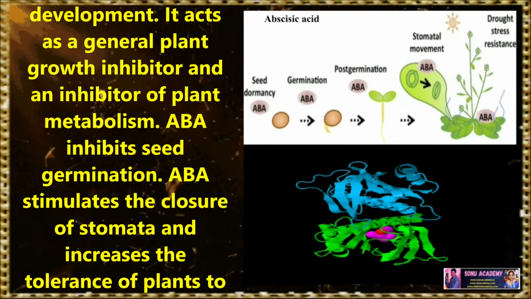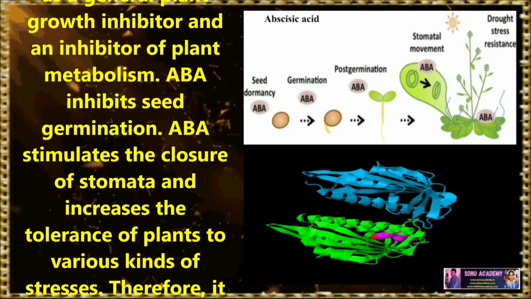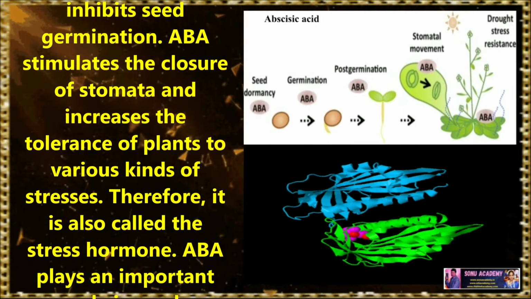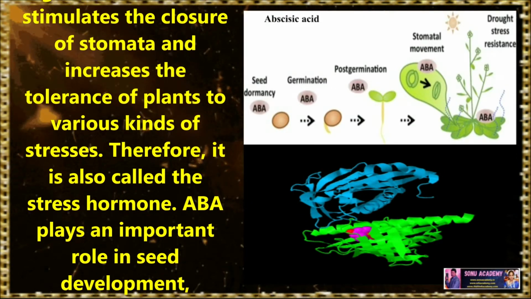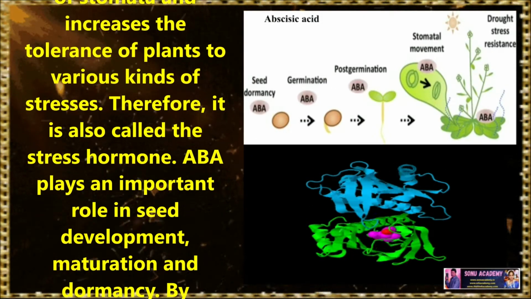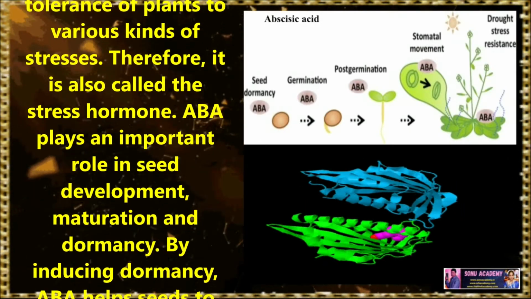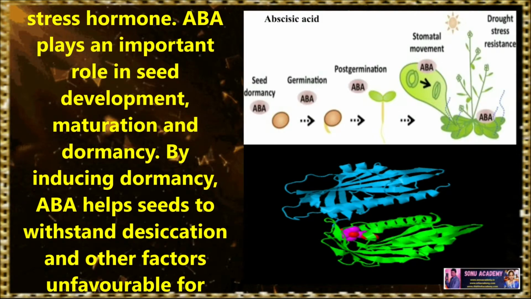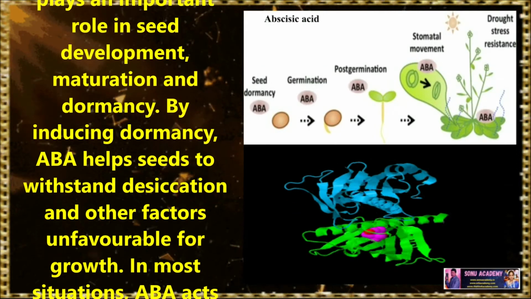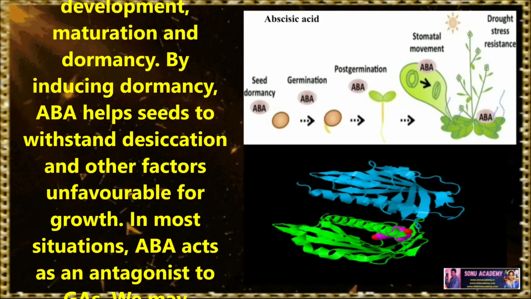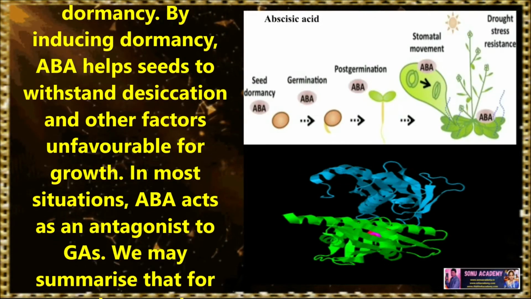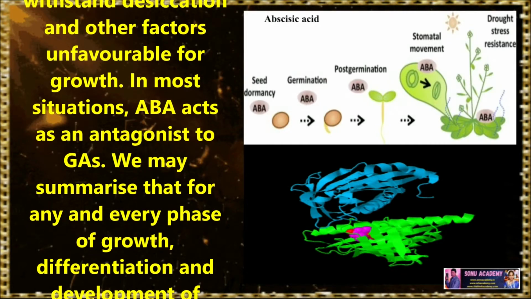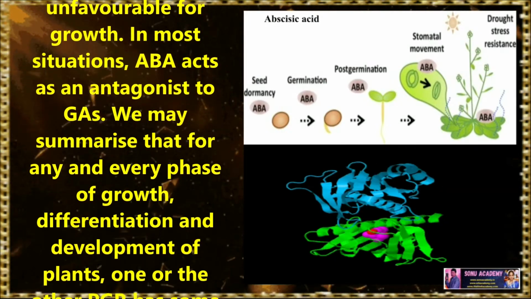ABA inhibits seed germination. ABA stimulates the closure of stomata and increases the tolerance of plants to various kinds of stresses. Therefore, it is also called the stress hormone. ABA plays an important role in seed development, maturation, and dormancy. By inducing dormancy, ABA helps plants withstand desiccation and other factors unfavorable for growth. In most situations, ABA acts as an antagonist to GAs.